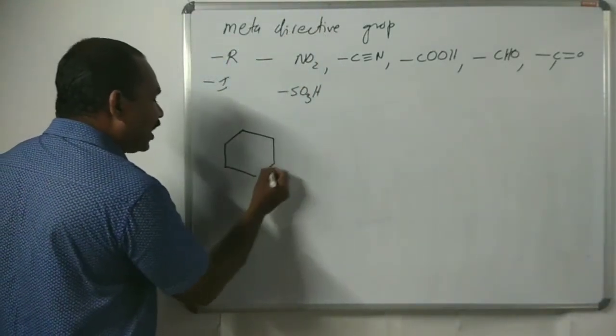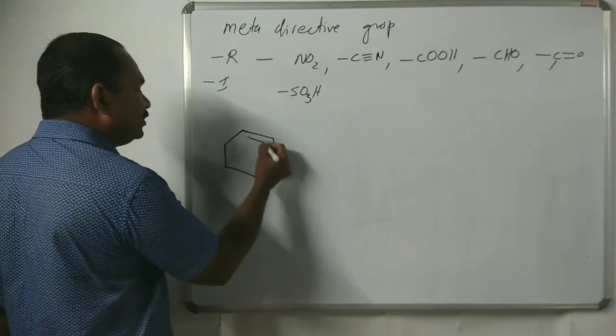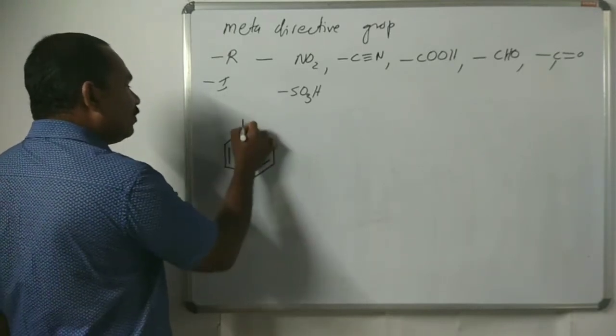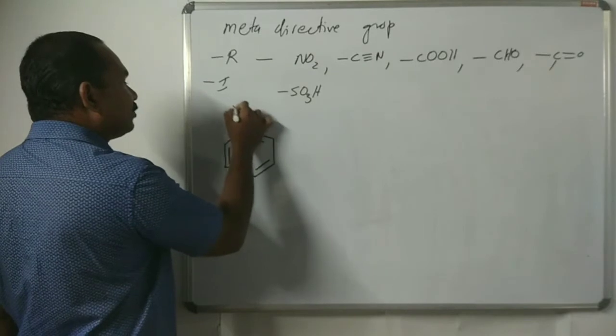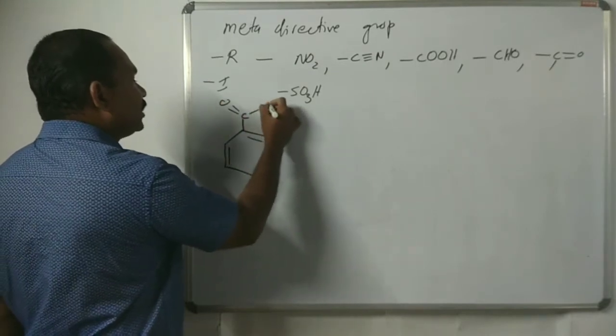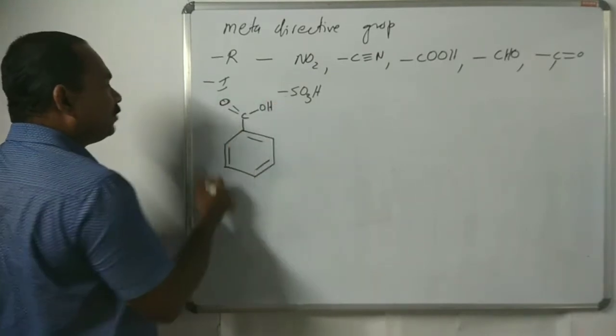Let's see what happens. Take carboxylic acid and benzene. One hydrogen is substituted by a carboxylic acid group. That is benzoic acid.